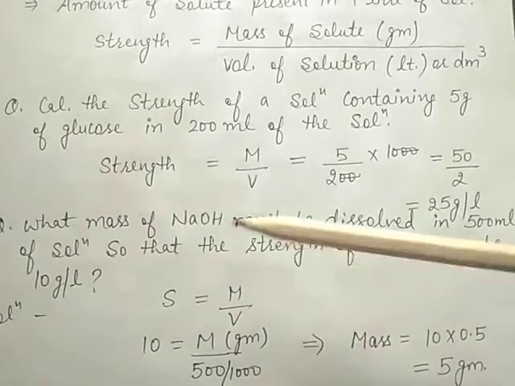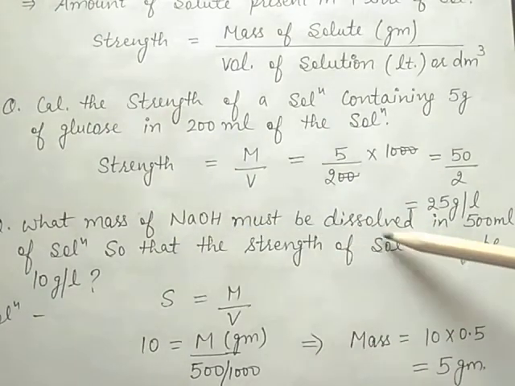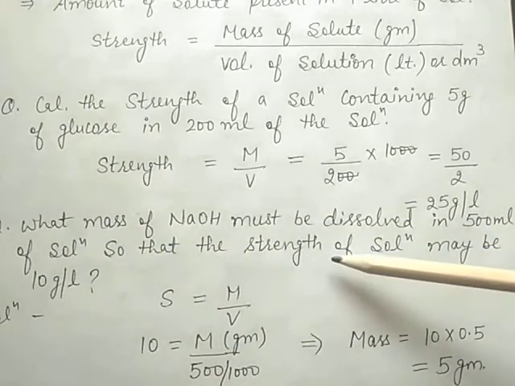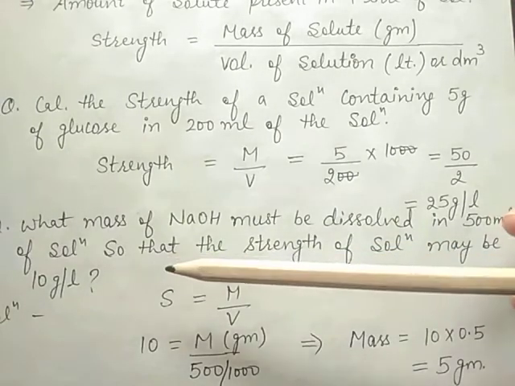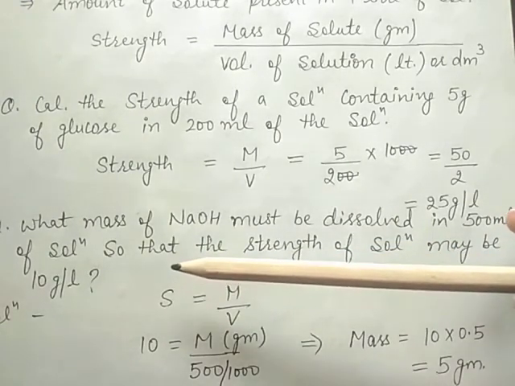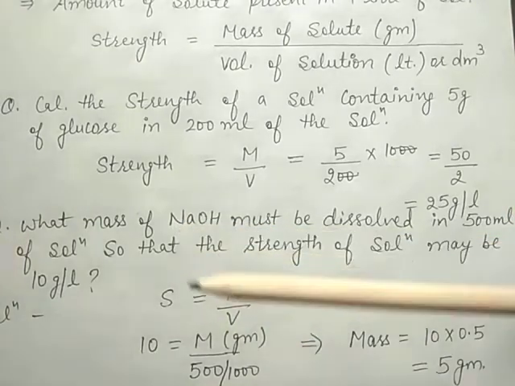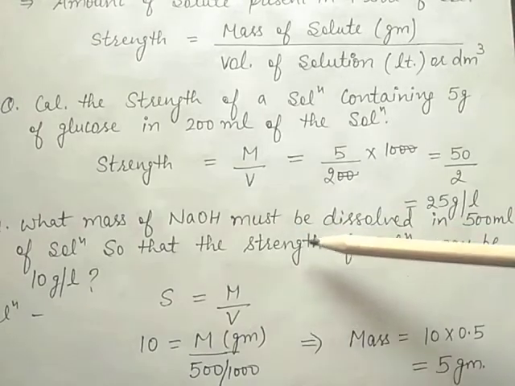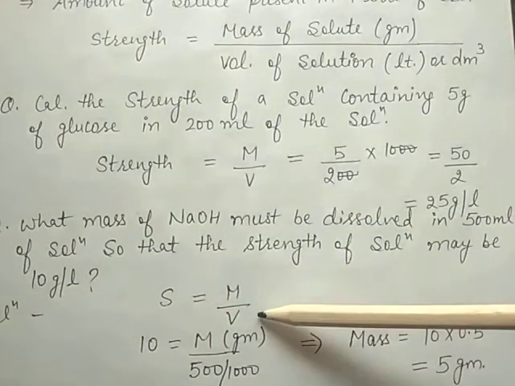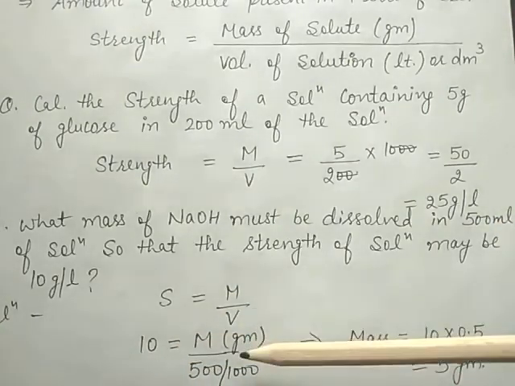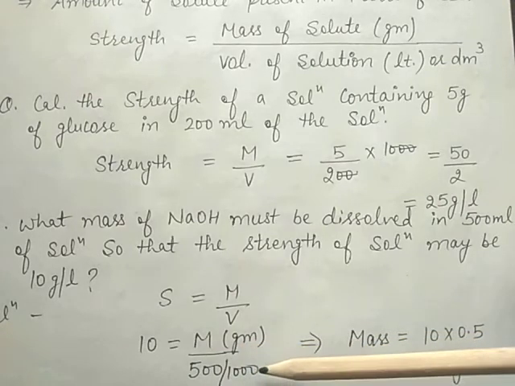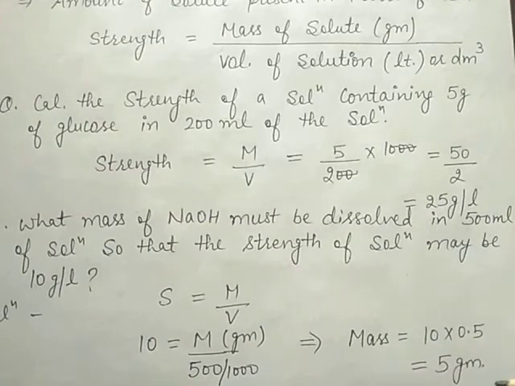Now next numerical. What mass of NaOH must be dissolved in 500 ml of solution so that the strength of solution may be 10 gram per liter? It means here mass is to be calculated and volume is given, strength is also given. Strength is equal to mass by volume. Strength is 10, mass we have to calculate, and volume is 500 by 1000 because it is converted into liter. Then mass is equal to 5 gram.